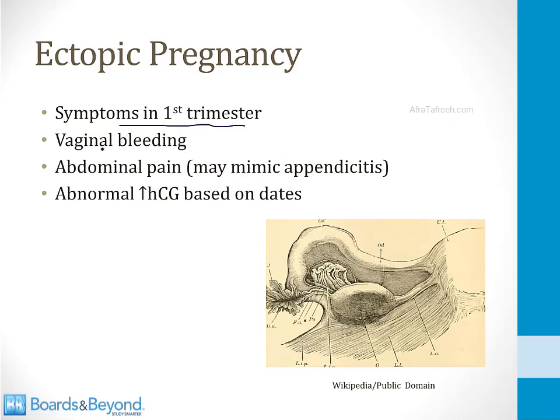The symptoms can include vaginal bleeding. There also may be abdominal pain that sometimes mimics appendicitis, and anytime a woman presents with acute abdominal pain, one of the mandatory and standard blood tests is to check an HCG level to see if she could be pregnant.